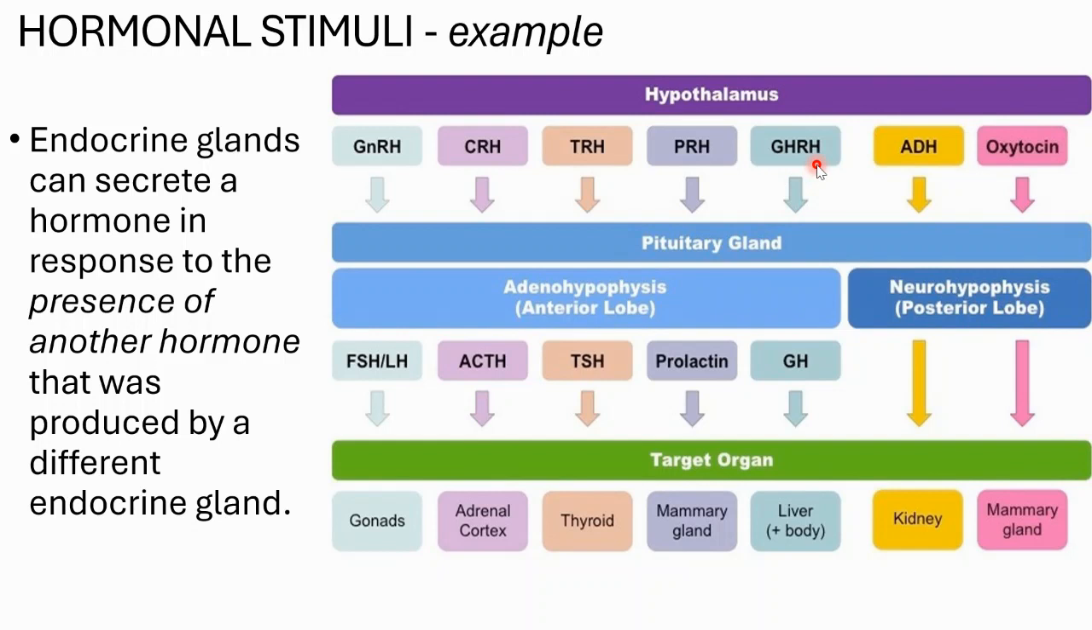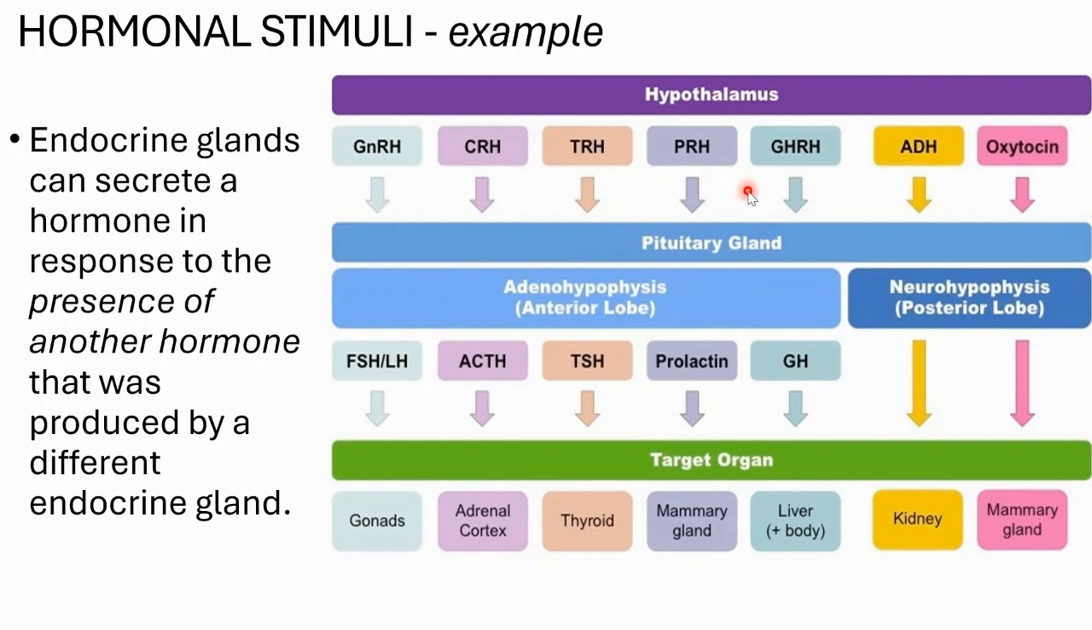What sounds familiar with all of those names? They all have the word releasing in them. Okay. And then you also have antidiuretic hormone and oxytocin. Remember, those are created in the hypothalamus, but they are sent to the posterior pituitary for release. You also have prolactin inhibiting hormone and growth hormone inhibiting hormone as well, coming from the hypothalamus. So these are then going to target the pituitary gland.